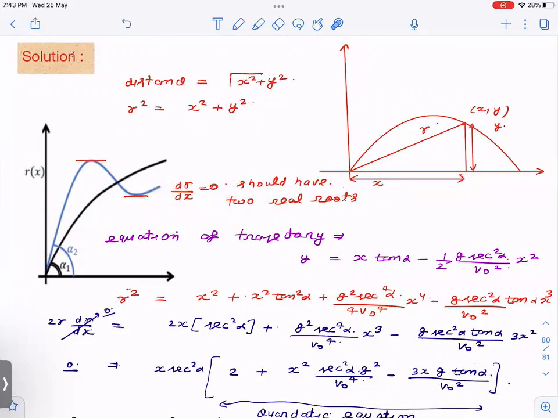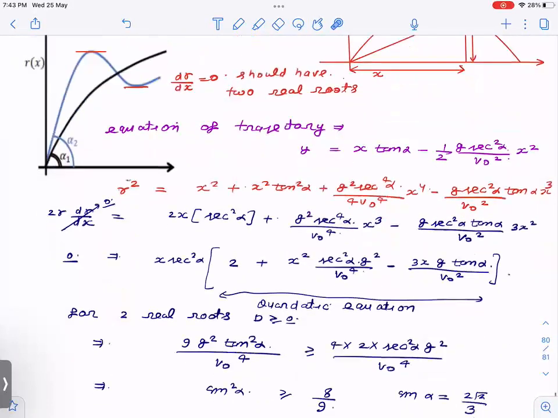Simple. The equation of trajectory was given to you, but even if it is not given, you should remember the equation of trajectory. So r square is equal to x square as it is, plus y square, which I have squared here. When you square this, it becomes like this: x square tan square alpha, and the square of this term, you can verify, and then minus 2 times this term. That is how you get an x4 term, an x cube term, an x square term. 1 plus tan square alpha is secant square alpha.